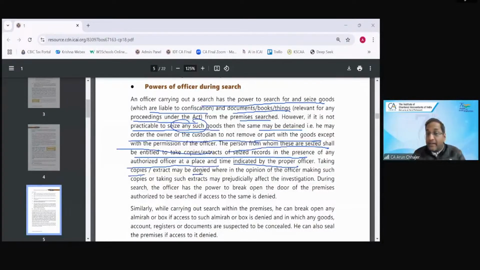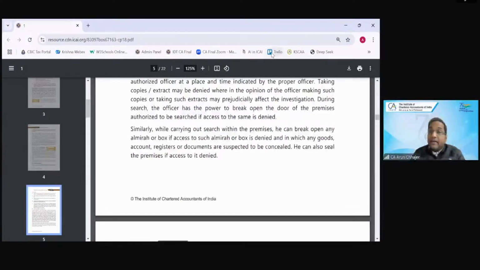Taking a copy may be denied where, in the opinion of the officer, taking the copy or such extract may prejudicially affect the investigation. During the search, the officer has the power to break open the door of the premises authorized to be searched if access is being denied. Similarly, while carrying out the search within the premises, he can break open any almirah or box if access is denied, in which any goods, accounts, register, document are suspected to be concealed. He can also seal the premises if access is denied.